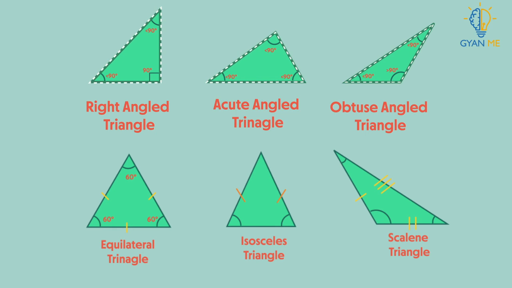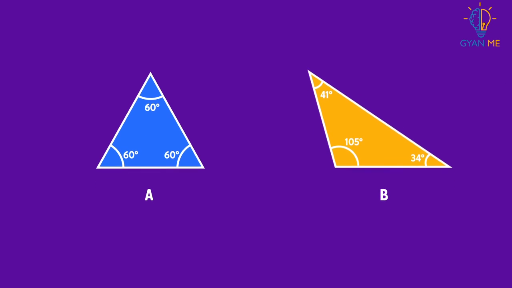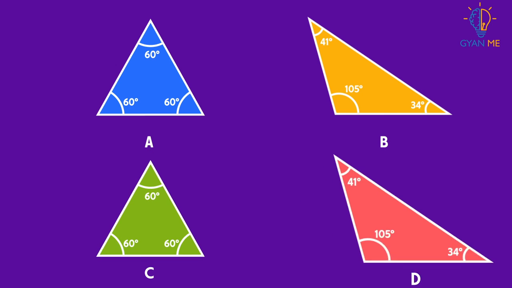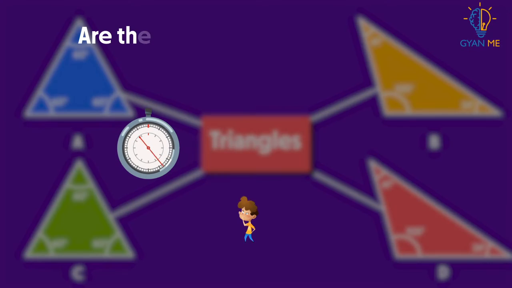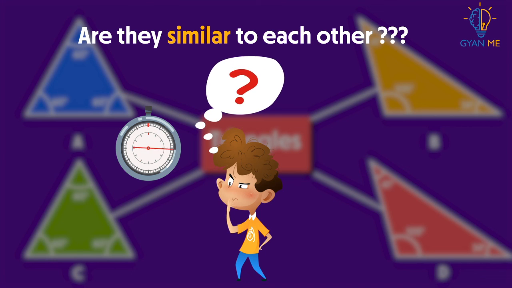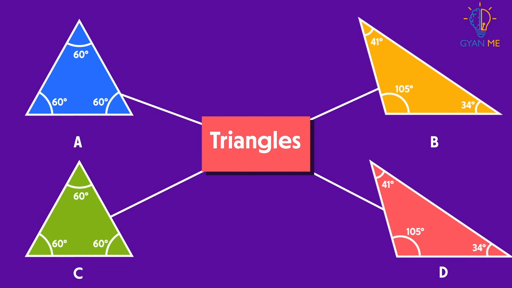To understand this, let us compare figure A with figure B and figure C with figure D. All four are triangles. But are they similar to each other? Yes, you guessed it right. They are not similar. Even though they are triangles, their shapes are different.